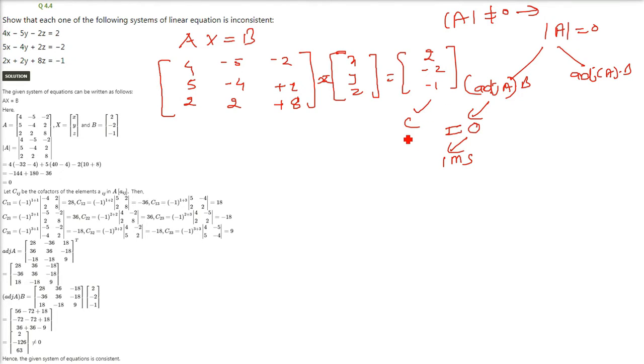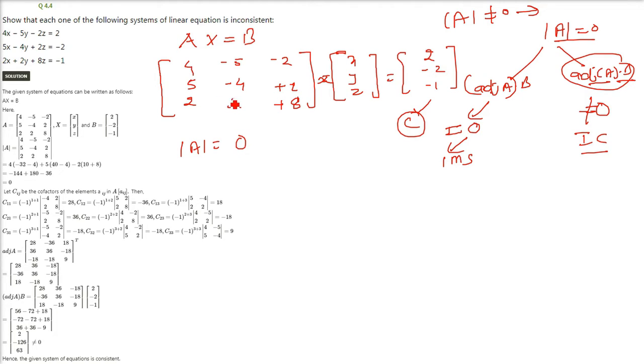It is consistent, since we have infinite solutions. But if the determinant of A is 0 and the adjoint of A multiplied by B is not equal to 0, then we say it is inconsistent. The given system of equations is inconsistent. So let us go ahead with this question. We have to find the determinant of this particular matrix. So the determinant of A will be equal to, I hope you'll be able to find it, 0.